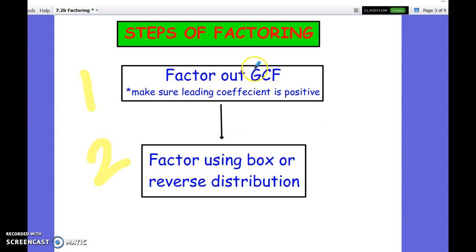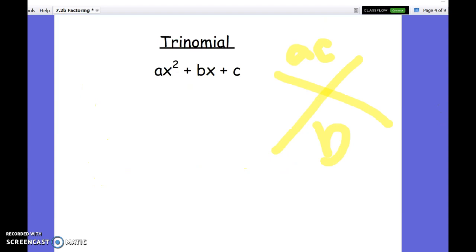Steps of factoring. Remember, yesterday we talked about the greatest common factor. You always want to look for a greatest common factor first, and then we're going to use our box method after. We're going to be factoring quadratic trinomials, so they'll be in the form ax squared plus bx plus c.